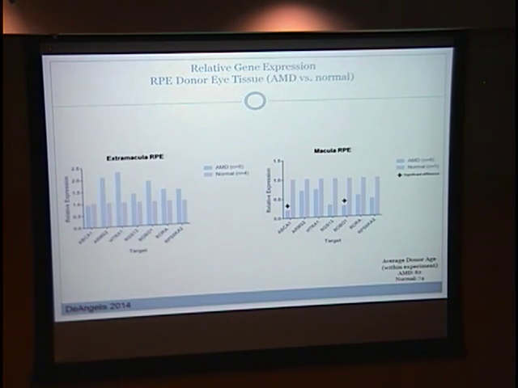And then for these genes, ABCA1, which is a lipid transporter gene, and ROBO1, those are the extramacular. They were decreased in the RPE. So we found differences between tissue types that were concentrated to the macula, the tissue primarily affected in age-related macular degeneration. And we didn't find any other changes for any of the other genes that was statistically significant. We saw trends, but not at a statistically significant level.